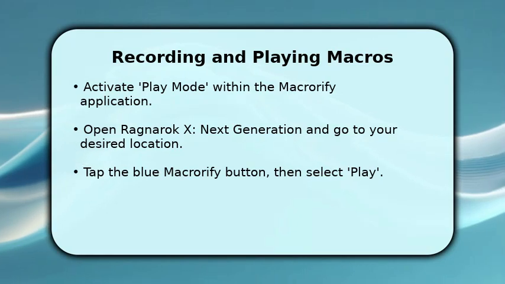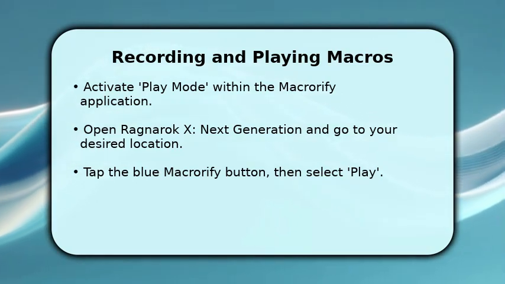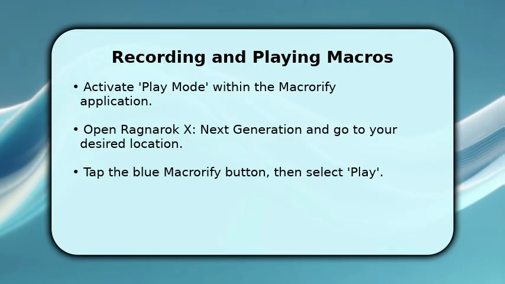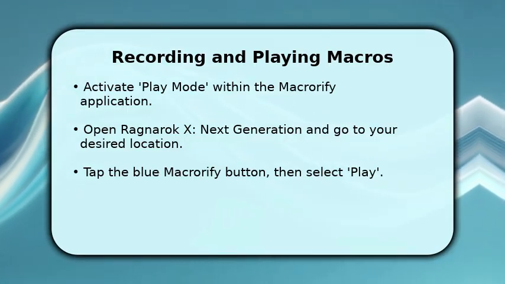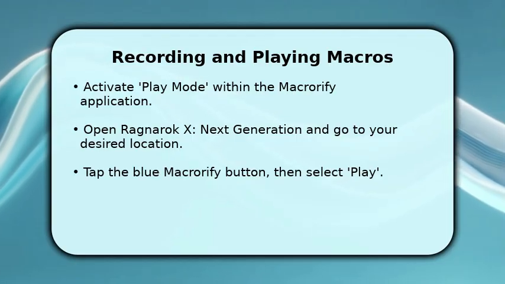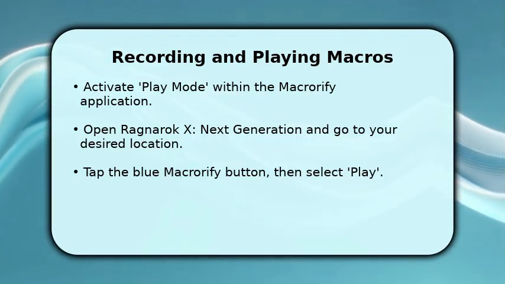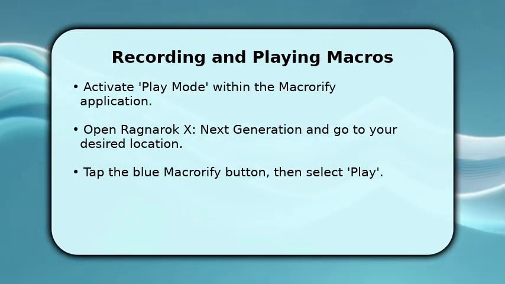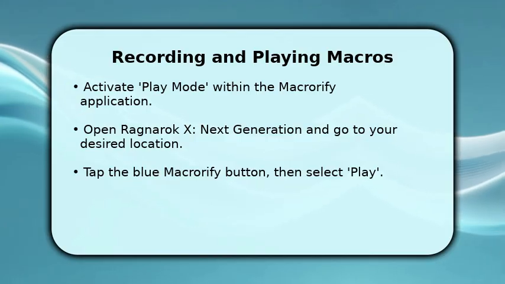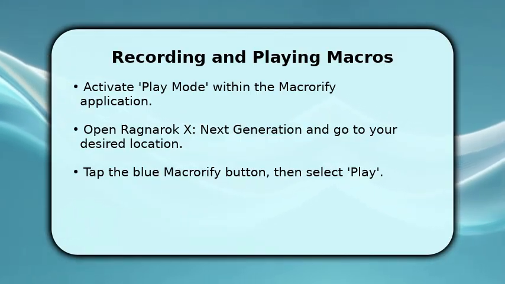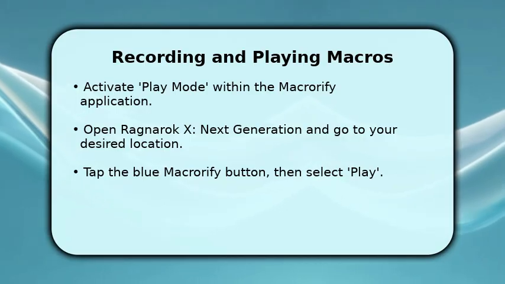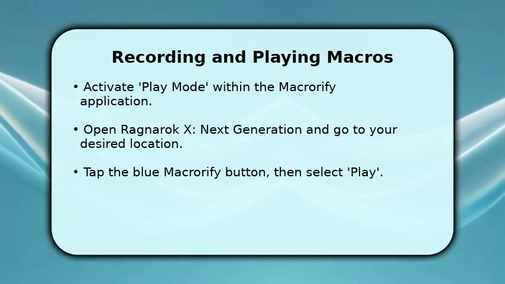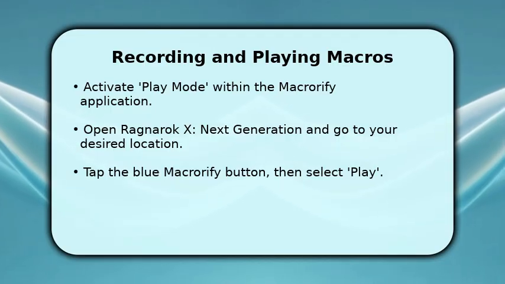Once Macrorify is set up, switch to play mode within the application. A blue button will appear. Now, open Ragnarok X, Next Generation, and move your character to the specific in-game spot, like a fishing area. Tap the blue Macrorify button, then press play. You can then select a macro, such as a daily macro for tasks that run once, or a helper macro designed to loop indefinitely for activities like fishing or gardening.